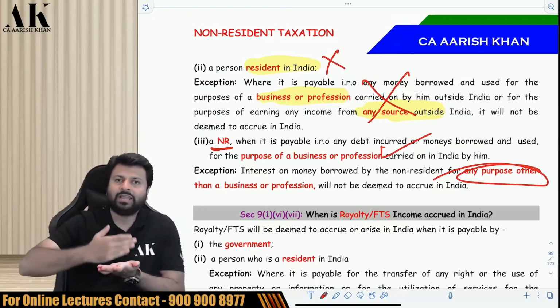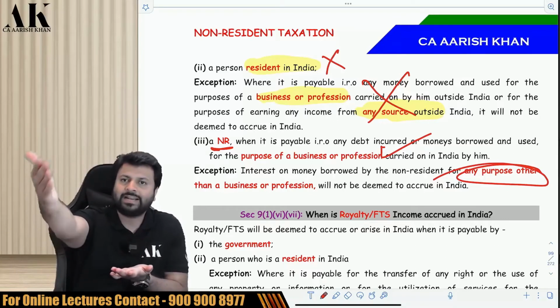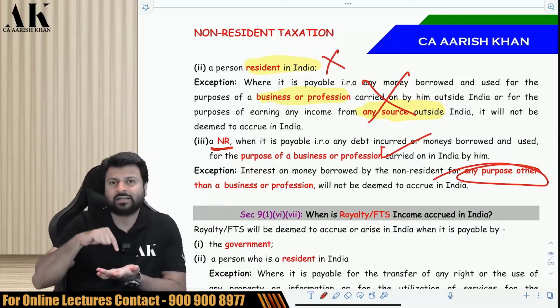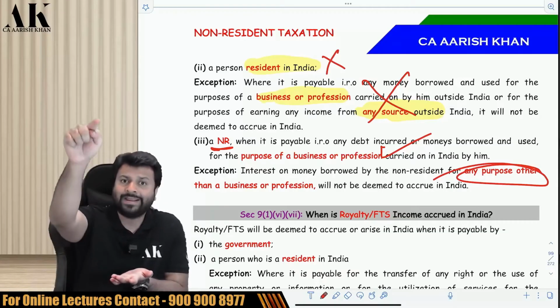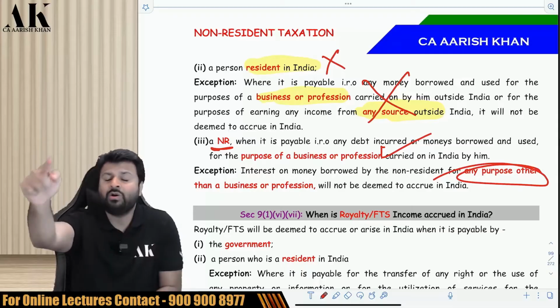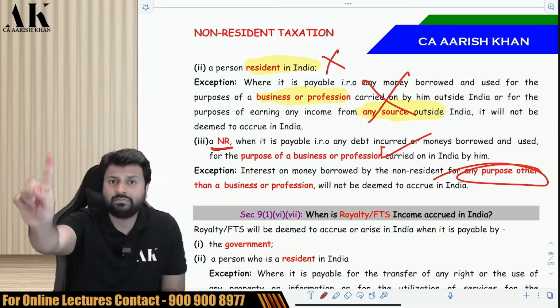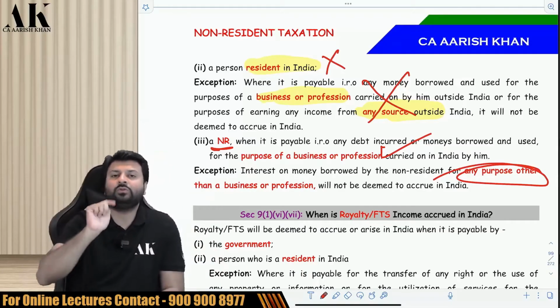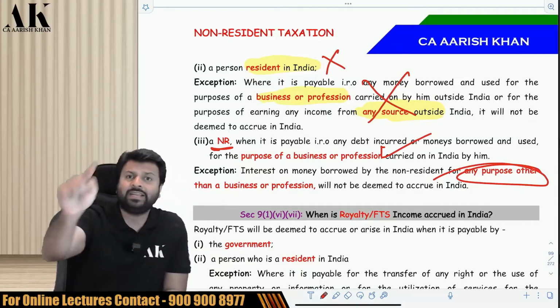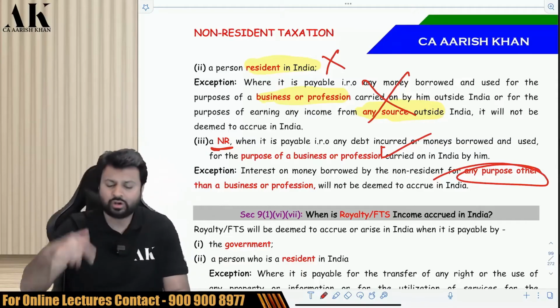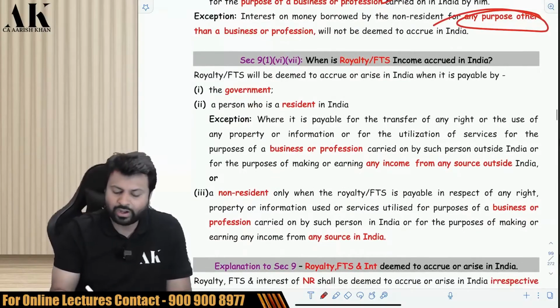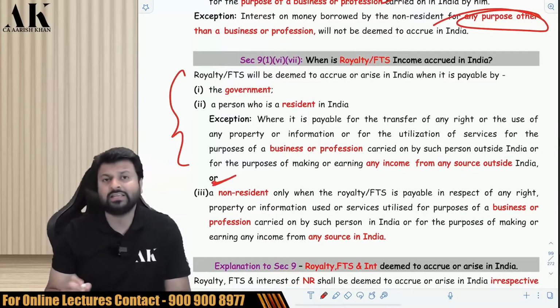For example, one NR is giving a loan to another NR, and that other NR is paying me interest. Is that interest accrued in India? That depends upon how the NR who has taken the loan is using the money. If he is using the money in India for the purpose of business and profession, then that interest is deemed to accrue or arise in India. If he is using that money in India for other purposes, then it is not deemed to accrue or arise in India. Similarly, royalty also, till here everything is the same.